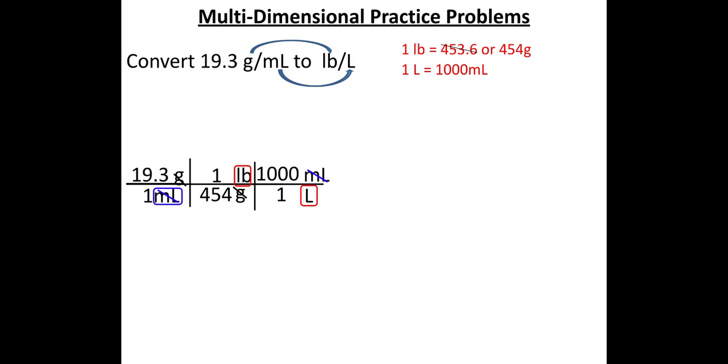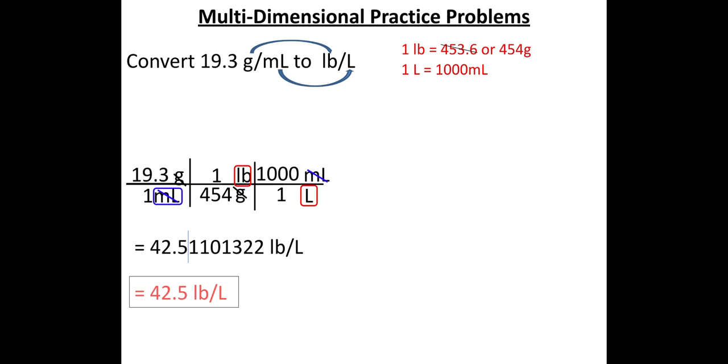I can now go ahead and multiply my numerical values, 19.3 times 1000, and I divide all of that by 454. That gives me 42.151, right? And to the right number of decimal places, that will be 42.5 pound per liter.